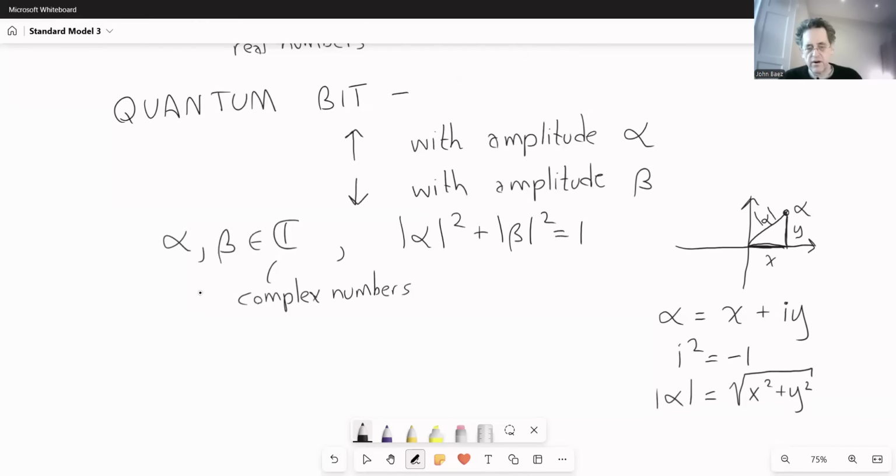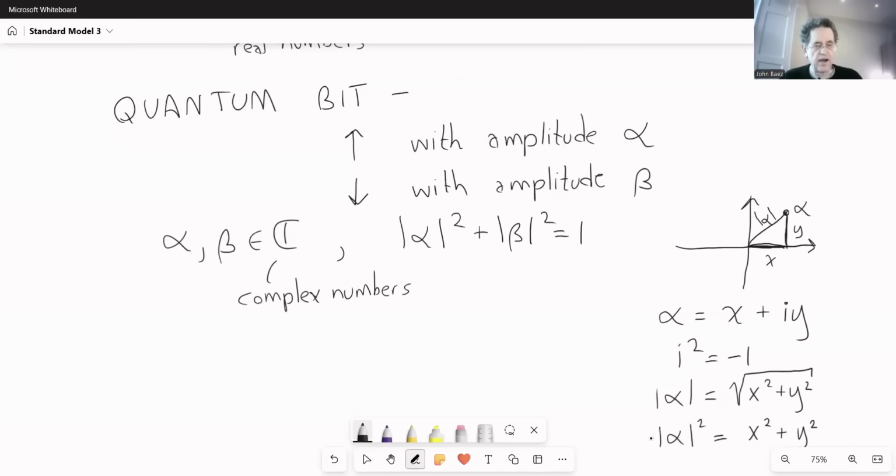Notice that in our formula for what amplitudes should obey when there are just two of them, the squares of their absolute values should add up to 1. So in some ways, it's the square of the absolute value, which is simpler. You can see that it is because the square root goes away, and square roots are generally annoying. So the absolute value of alpha squared is just x squared plus y squared.